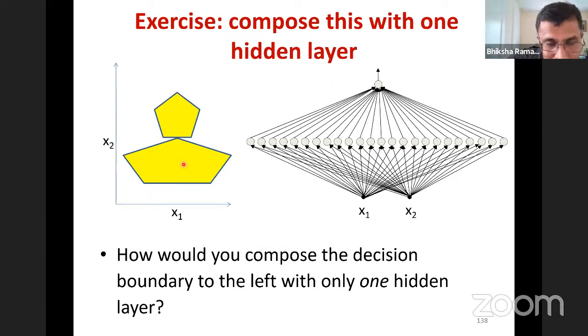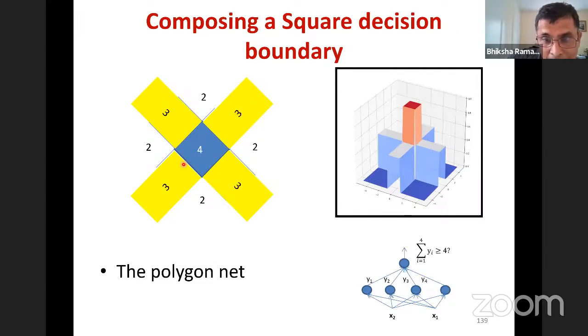So to explain why, let me back off to a much simpler decision boundary. I want a diamond. If I want a diamond, I'm going to use 4 perceptrons, and I'm going to look at the sum of the 4 perceptrons and compare it to 4. Now look at the sum. The sum is 4 inside the diamond, but it's 3 just outside the diamond, right? And the region where the sum is 3 has infinite area.